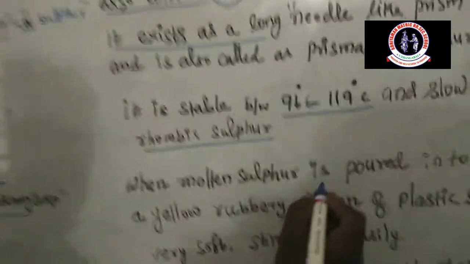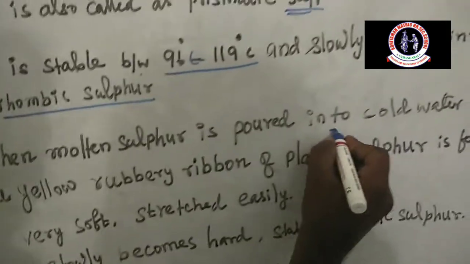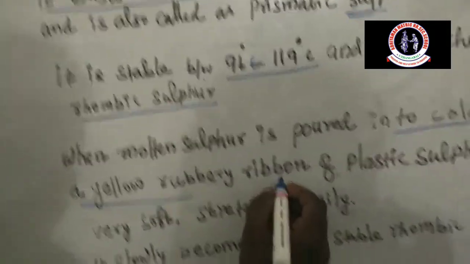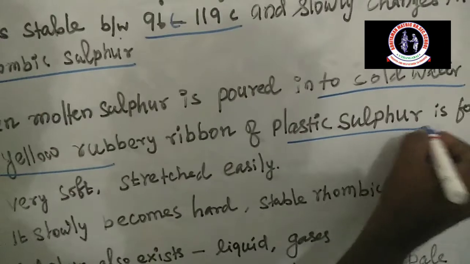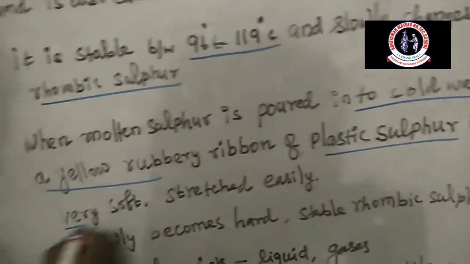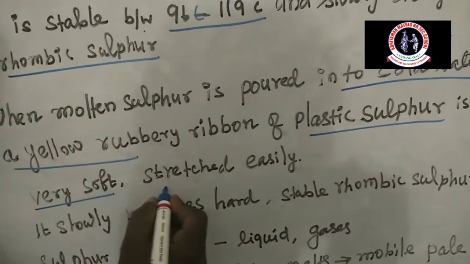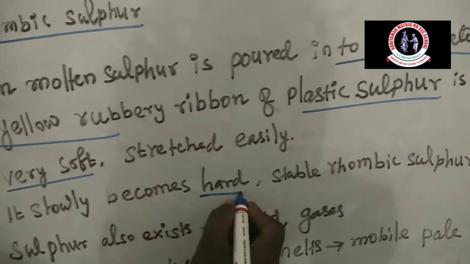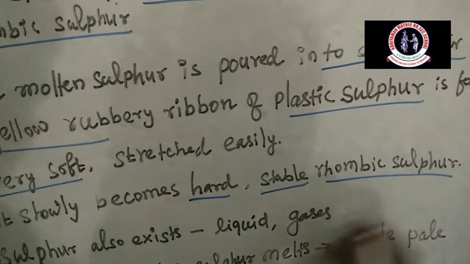Plastic sulfur: when molten sulfur is poured into cold water, a yellow rubbery ribbon of plastic sulfur is formed. It is very soft in nature and stretches easily. So it slowly becomes hard and changes to stable rhombic sulfur.